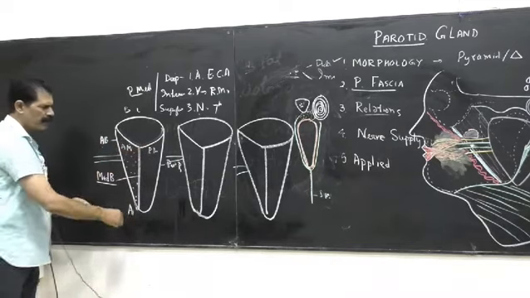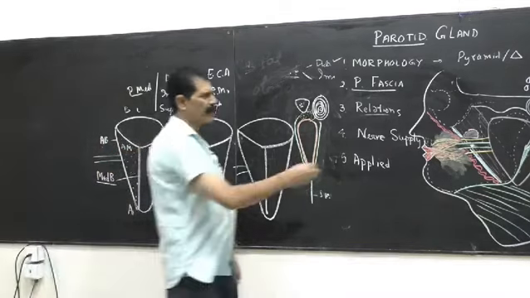And this medial border, where is it present? Parallel to the posterior border of the ramus of the mandible. So whatever part of the gland is touching the styloid process, the stylomandibular ligament, and the ramus of the mandible is the anteromedial surface, the anterior one. And the posterior one, which is not touching the ramus of the mandible and lies behind the posterior border of the ramus, will be labeled as posteromedial.